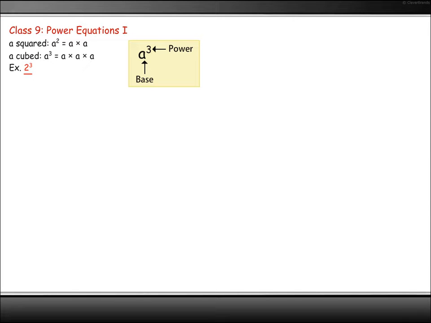For example, evaluate 2 cubed. 2 cubed equals 2 by 2 by 2, which equals 8. Evaluate 3 to the power of 4. 3 to the power of 4 is 3 by 3 by 3 by 3, which equals 81.